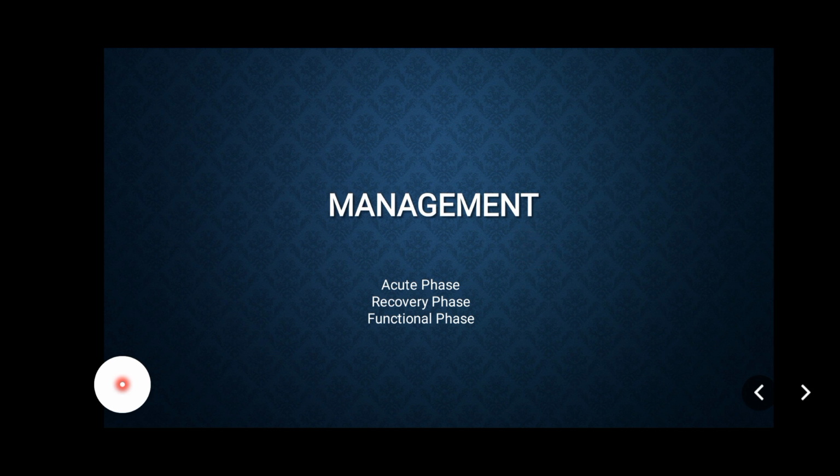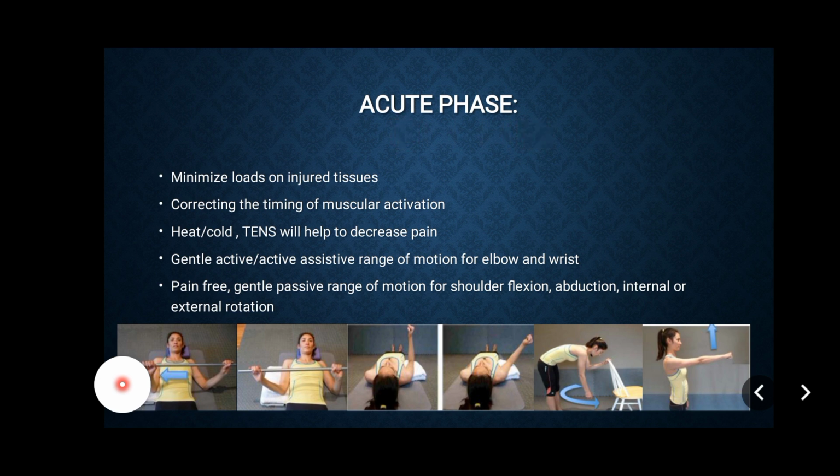Now we will look at the management. Management is divided into three phases: acute phase, recovery phase, and functional phase. In the acute phase, we have to minimize load on injured tissues and correct the timing of muscular activation. In electrotherapy, we can use heat, cold, and TENS that will decrease the pain. In the same way, we can use ultrasound as well. Gentle active and active assistive range of motion for elbow and wrist can be used. Pain-free, gentle passive range of motion for shoulder flexion, abduction, and internal and external rotation can be used. In short, electrotherapy and gentle passive range of motion are mostly used in the acute phase to minimize the pain.